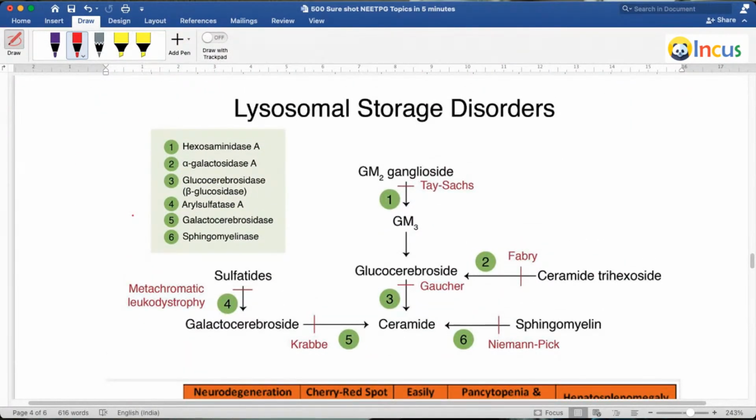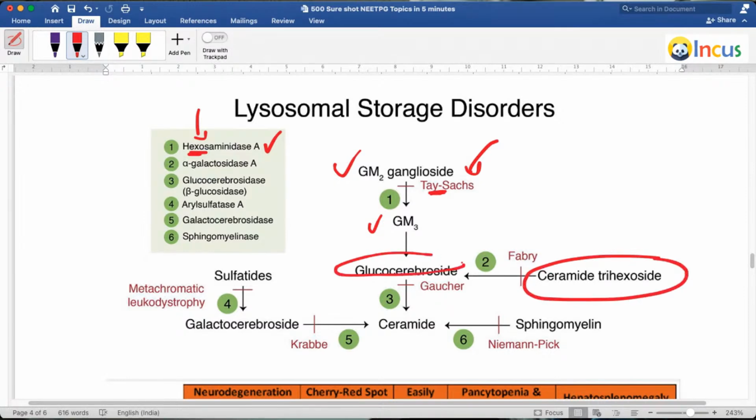This is one table that will help you in the exam. GM2 ganglioside becomes GM3. It is Tay-Sachs. Tay-Sachs is hexosaminidase A. Once more, tell with me. Tay-Sachs is hexosaminidase A. How will you remember? You have Y here, you have X here, X, Y, Z. That's what we learned, right? Tay-Sachs is hexosaminidase A. Y here, X there.